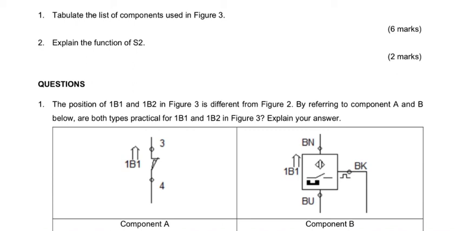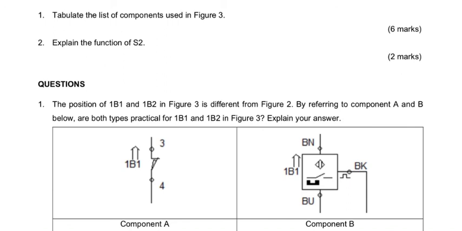For observation question number 1, tabulate the list of components used in figure 3. The components we use in figure 3 are: compressed air power supply, air service unit, 5/3 way solenoid impulse valve, double acting cylinder, distance rule, electrical connection 24 volt, electrical connection 0 volt, D10 switch, brake switch, relay, magnetic proximity switch, valve solenoid, push button, and relay counter.